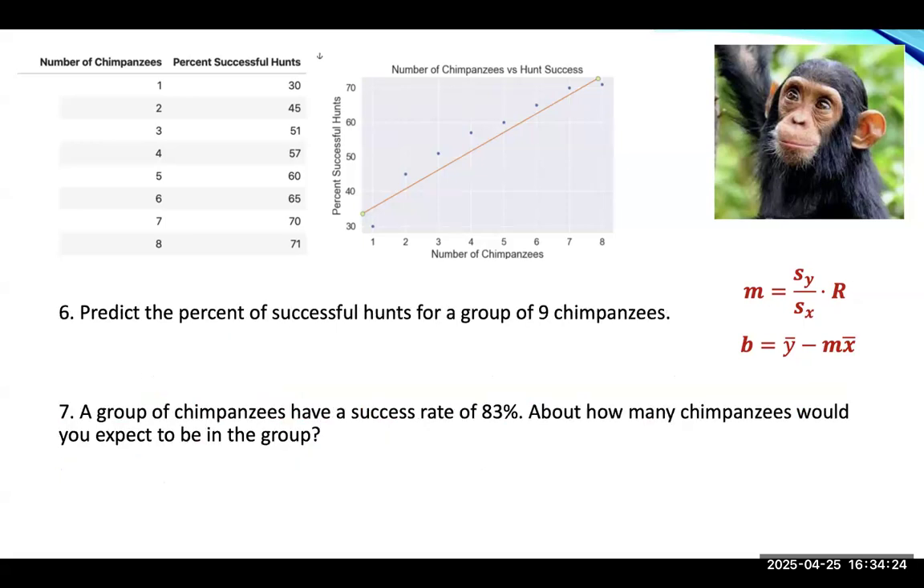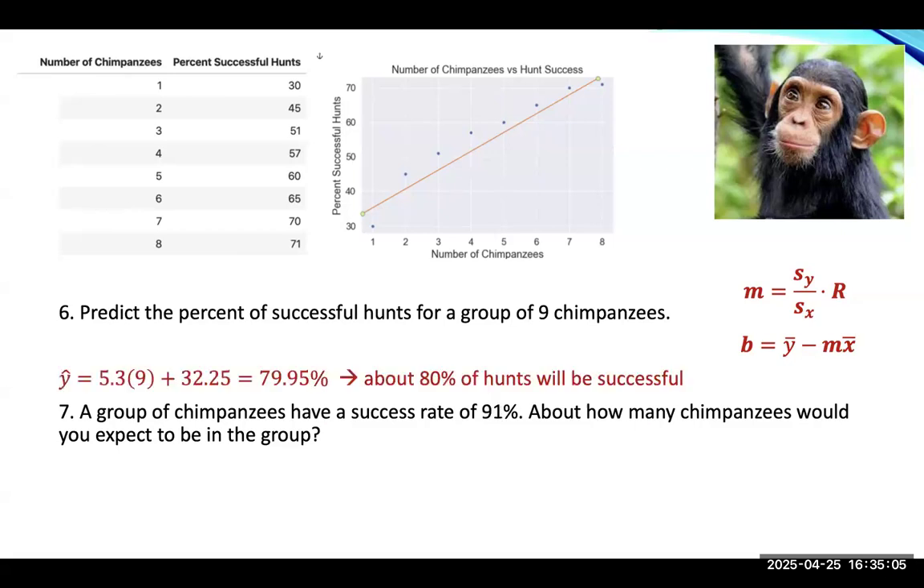So the next thing we want to do is make a prediction. Now we have to be careful with predictions. We don't want to go too far outside of our data. So let's predict the percent of successful hunts for a group of 9 chimpanzees. Remember that x is the number of chimpanzees, so we're just going to plug in 9 into our equation, and we get 79.95. So there's about an 80% chance that a hunt will be successful if we have a group of 9 chimpanzees.